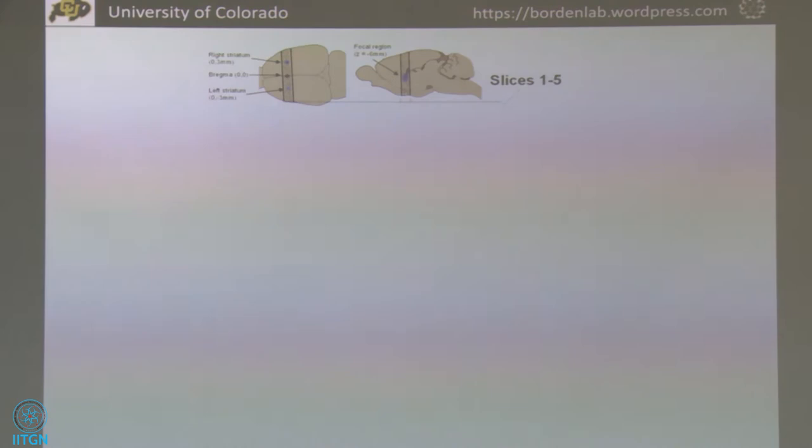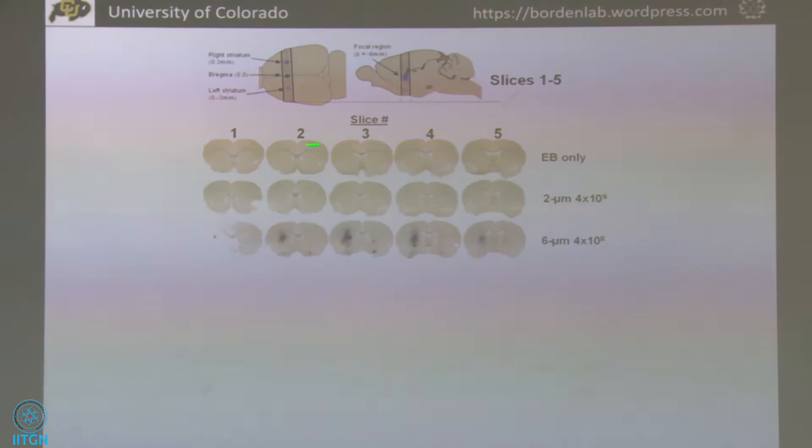So if you're faint of heart about brain sections, I recommend you avert your eyes. But this is basically the idea. We're on target, the center of the striatum, the right striatum, and then the left striatum. We're positioning via the parenchyma, and there are five slices taken through the brain.